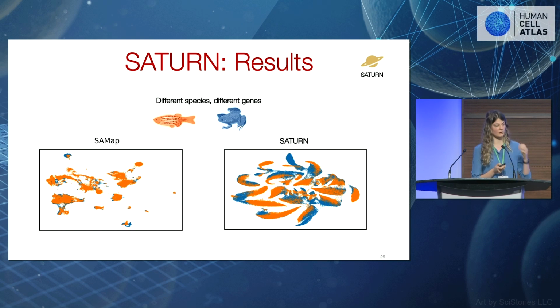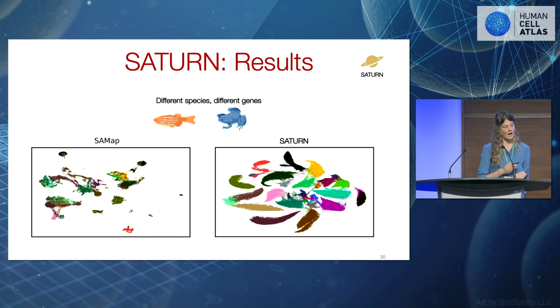SAMap is a method that was developed particularly for integrating cross-species data sets. At first, SAMap is able to overcome this heterogeneity and the cells seem to integrate very well. However, if you look at the cell type level, you can see that in the SAMap case, different cell types often mix together, while in Saturn space, cell types naturally form well-separated clusters.